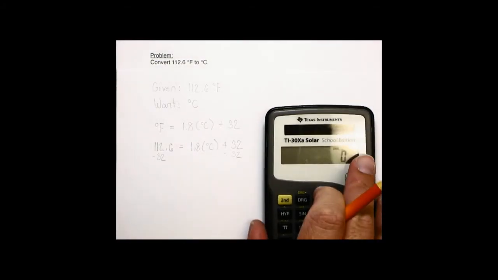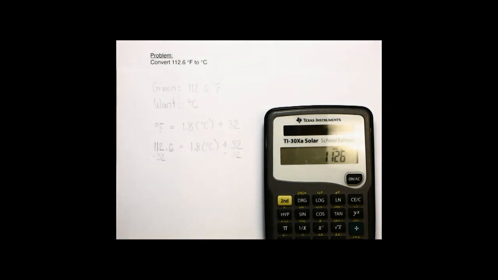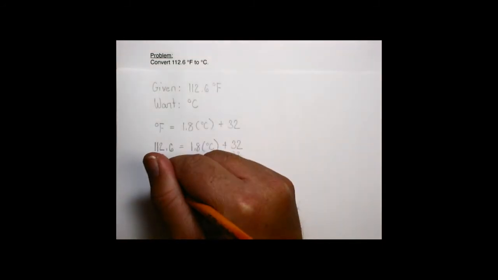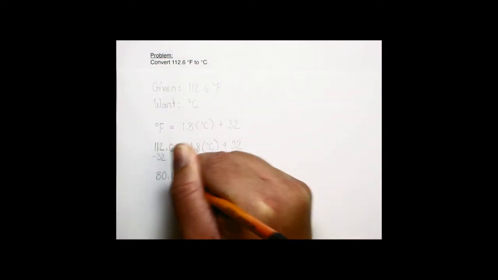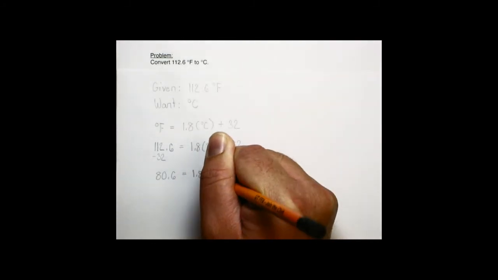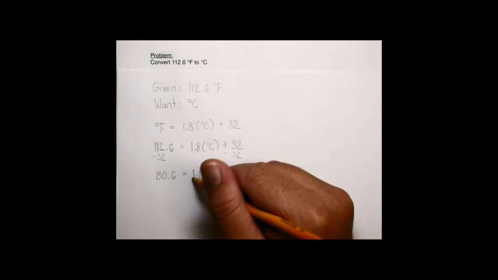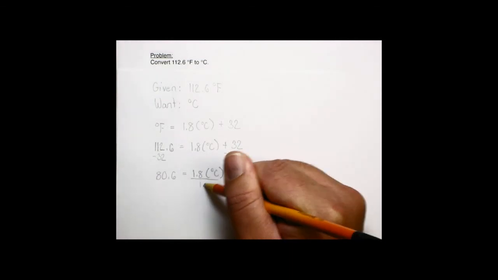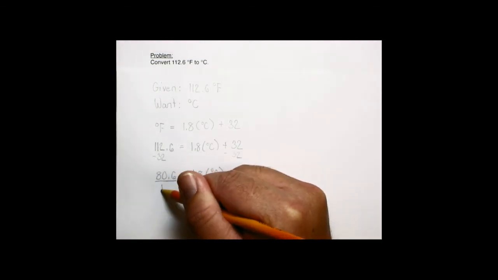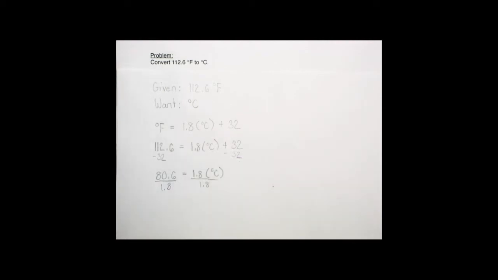So now we can work this out. We say 112.6 minus 32 is 80.6. So 80.6 is going to be equal to 1.8 times the temperature in degrees Celsius. So now we've gotten rid of part of that. We've simplified this, but we're still multiplying that degrees Celsius symbol by 1.8. To undo multiplying, you divide. So we're going to divide both sides by 1.8. Remember, whatever you do to one side of an equation, you must do to the other.